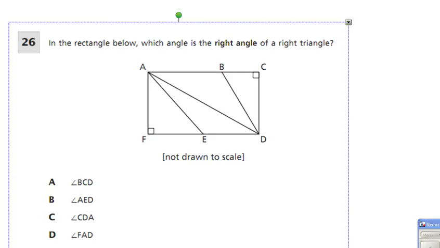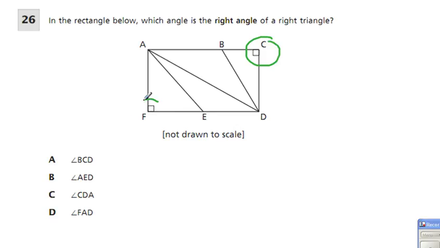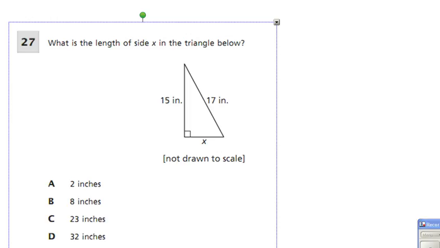Now, which angle is the right angle? We see the right angle to be C over F. Now, C might be right here, B, C, D. B, C, D, therefore, A will be our answer.